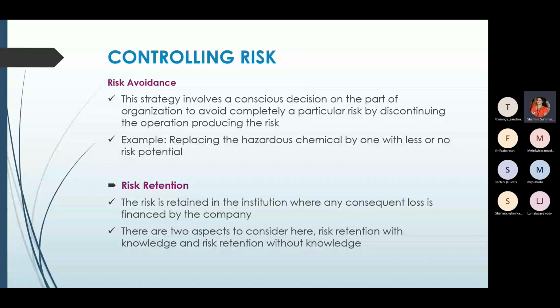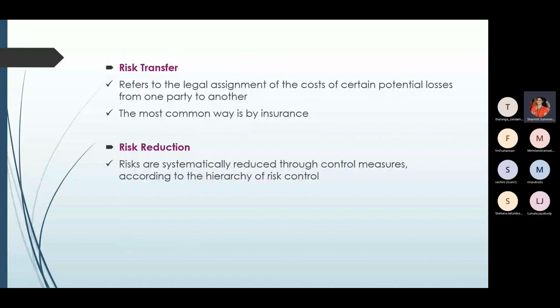Risk transfer refers to the legal assignment of the cost of certain potential losses from one party to another party. Example is insurance. So risk transferring is a kind of legal assignment. Insurance, we all know. We have health insurance and vehicle insurance. For health insurance, we pay some money, and if we get any injury or have any health issues, we can get that money for our purpose. So it is risk transfer. It is also a kind of controlling the risk, financial risk.